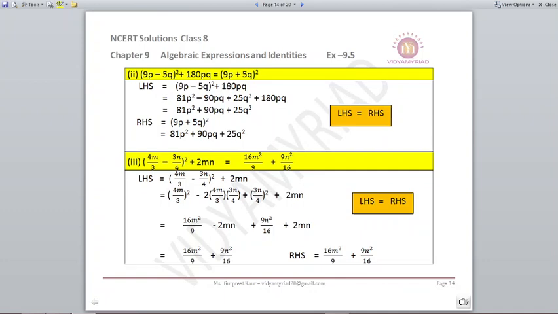Third part, (4m upon 3 minus 3n upon 4) the whole square plus 2mn is equal to 16m square upon 9 plus 9n square upon 16. So first let us solve the left hand side. It is the formula of (a minus b) the whole square. So you will get 16m square upon 9 minus 2mn plus 9n square upon 16 plus 2mn. So minus 2mn plus 2mn both get cancelled. You are left with 16m square upon 9 plus 9n square upon 16. Both your left hand side and right hand side are coming same.